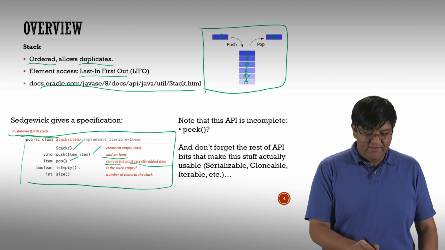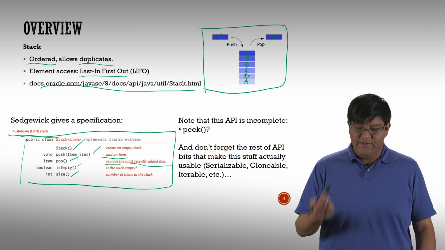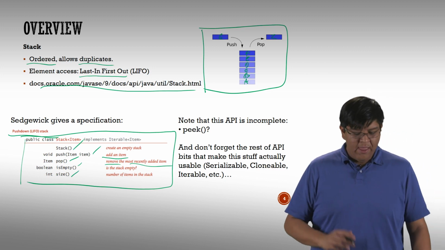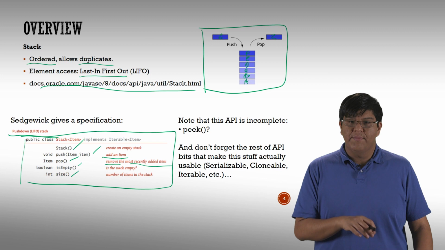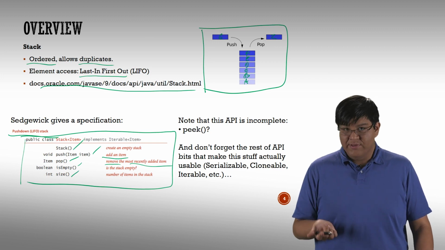Then I have isEmpty, which returns a boolean, am I empty or not? And then another one to check the size, how many things are in there. All right, this is our basic interface. This is what we're going to be implementing later on. As a quick note here, or actually a couple notes.